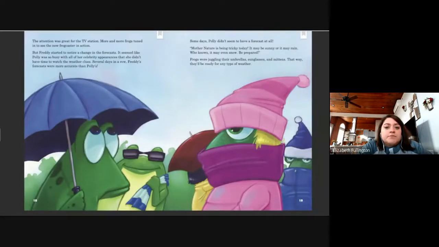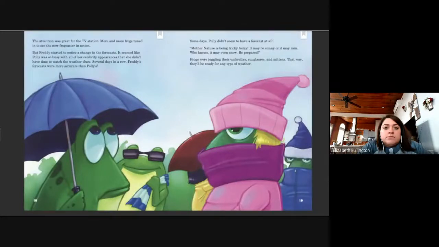"Mother Nature is being tricky today. It may be sunny or it may rain. Who knows? It may even snow. Well, be prepared." Frogs were juggling their umbrellas, sunglasses, and mittens. That way, they would be ready for any type of weather.